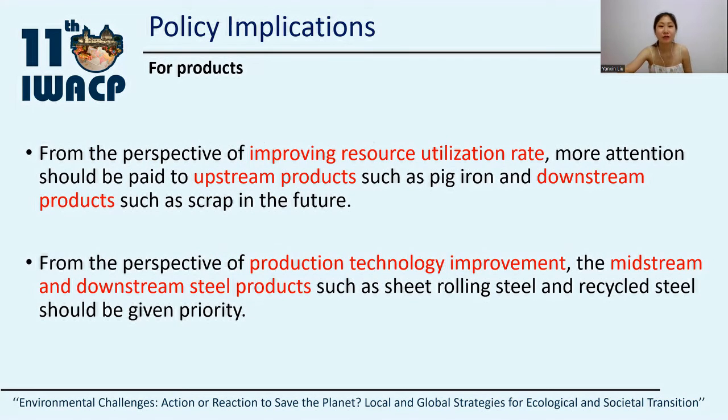The second part is for steel products. From the perspective of improving resource utilization rate, more attention should be paid to upstream products and downstream products. And from the perspective of production technology improvement, the midstream and downstream steel products should be given priority.